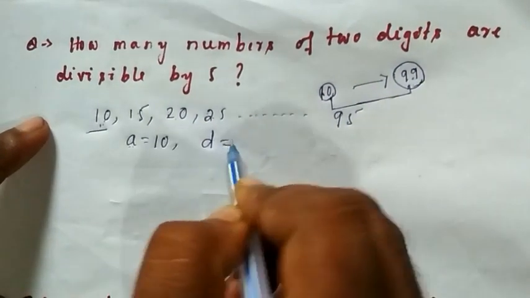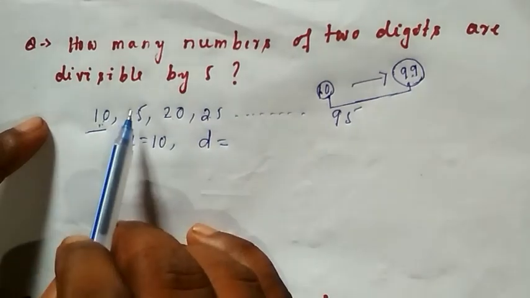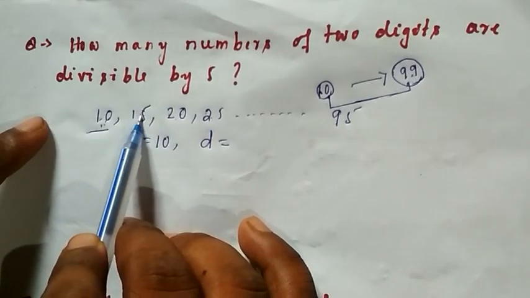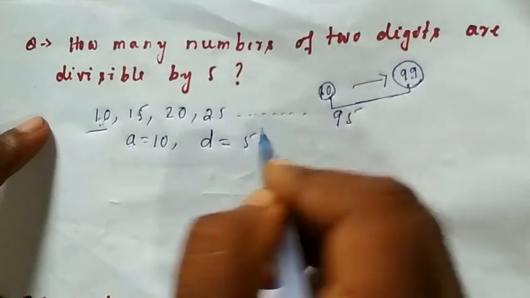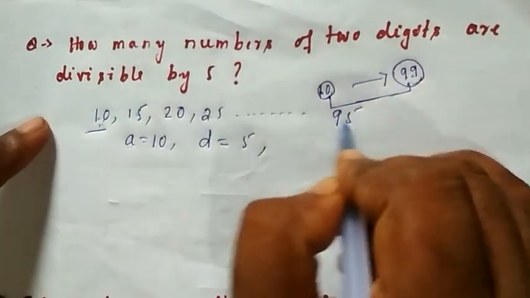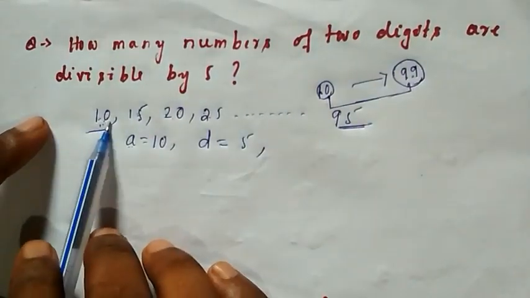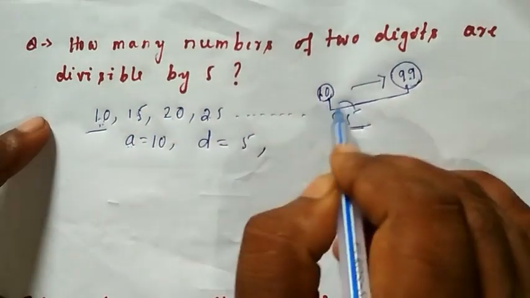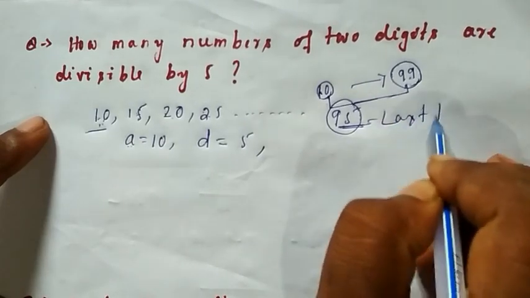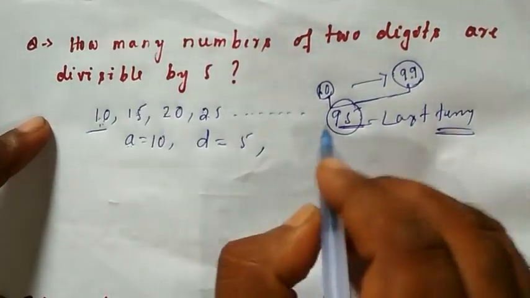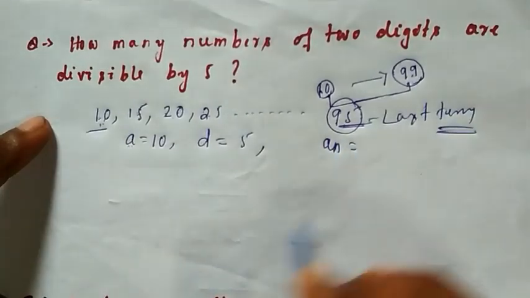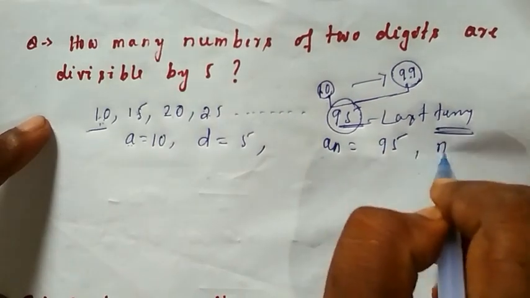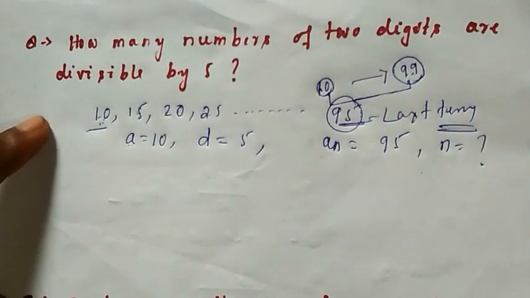So how much will d be? d means common difference. The common difference is 15 minus 10, or you can say 20 minus 15. You will get 5 as the common difference. So then what is 95? This is the first term, second term, third term, fourth term up to 99. 95 is there, so 95 will be the last term. That means you can take the last term as an. an is equal to 95. So what do you have to find here? We have to find n, that means the number of terms.